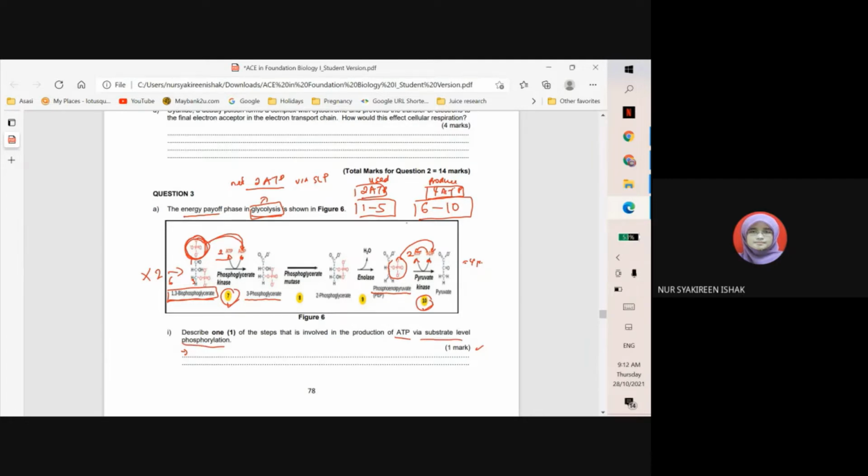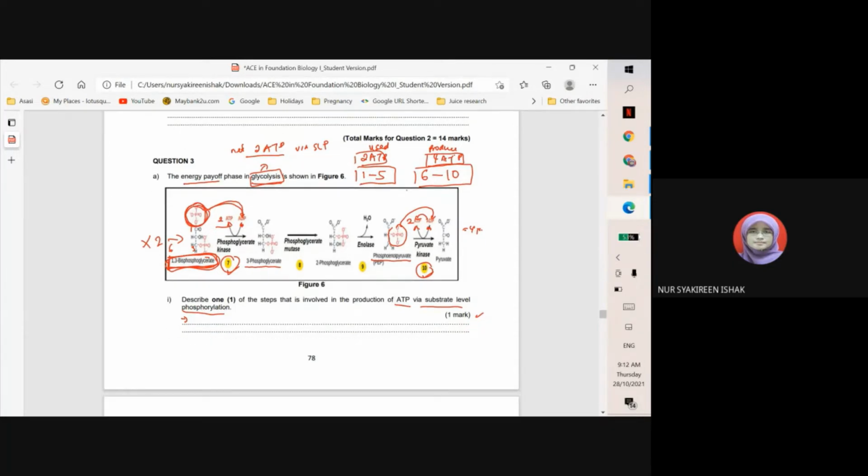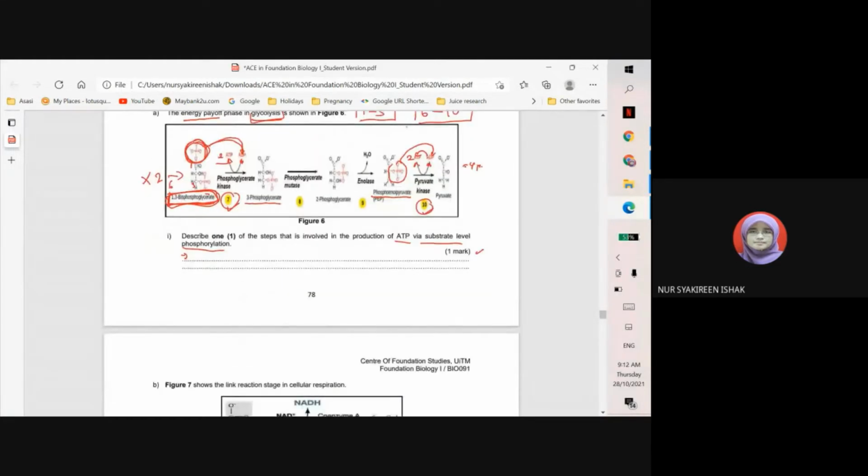Kita panggil dia substrate level phosphorylation sebab apa? Phosphate tu asalnya daripada substrate. The substrate will transfer its phosphate to ADP. Okay, so satu markah lah. So either one you can choose, either step 7 or step 10.